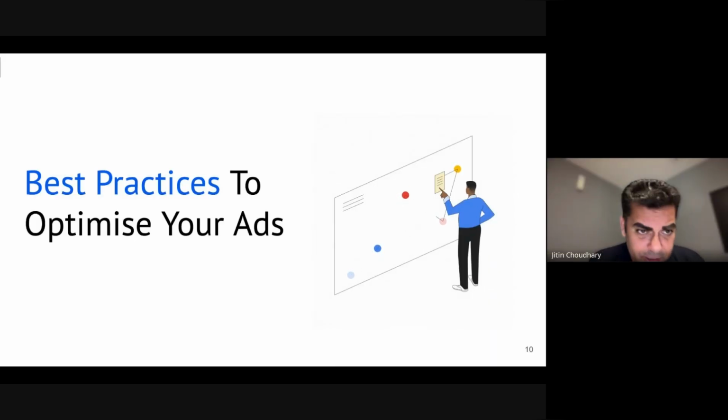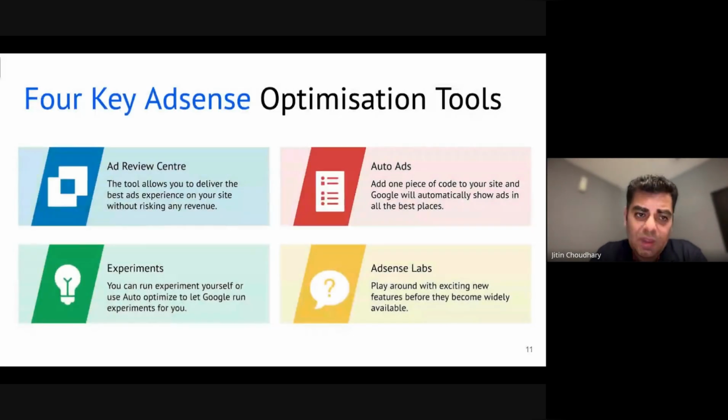Cool. So now that we've looked at the four principles for AdSense and policy violation things, let's move forward and look at best practices to optimize your ads. Next. So, like I said, here also we have distributed it into four key AdSense optimization tools.